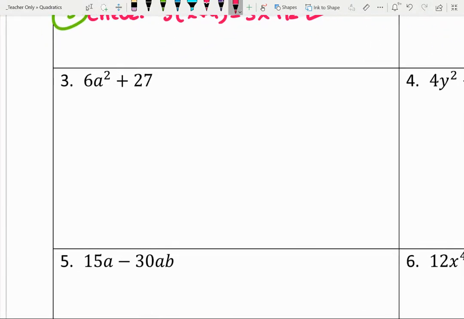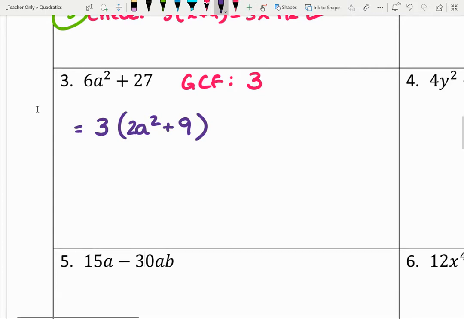So example 3, again, we're going to start with what is our greatest common factor of these two terms. 6a squared and 27 have a greatest common factor of 3. So I'm going to start there, factor out my 3. 3 times what will make 6a squared? Well, 3 times 2a squared will make 6a squared, and 3 times 9 will make 27. And again, we love to check.